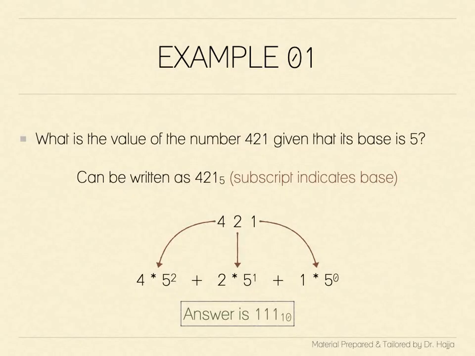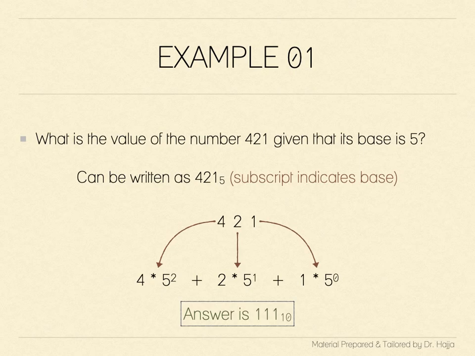Let's dive right in with an interesting problem. What is the value of the number 421 if we assume it's written in base 5? Not so common, right? You might be more accustomed to our usual decimal system, which is base 10, but exploring other bases can be quite exciting. Now, we can write this number with the subscript 5 to indicate that it's in base 5. And how do we convert it to base 10, you ask?